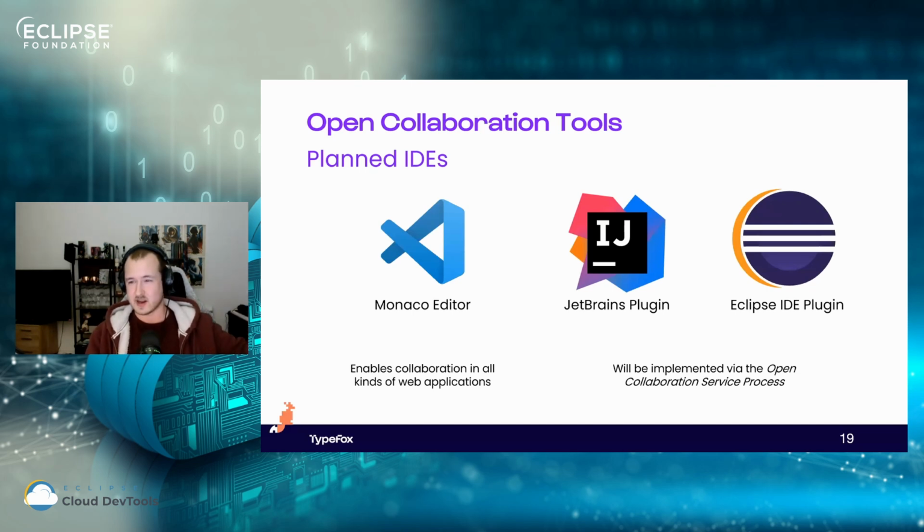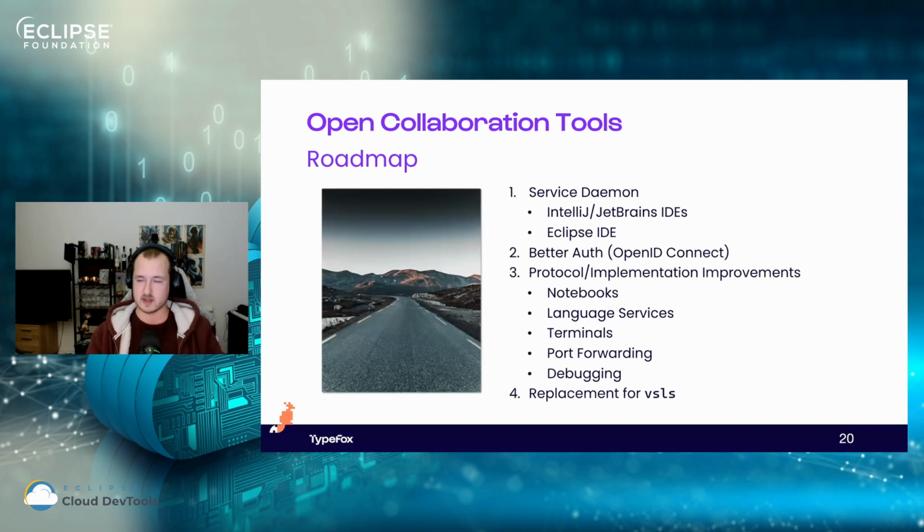And then there's an even further out roadmap. For one, obviously, that's a service daemon. Then we are looking into more authentication methods, for example, building a generic OpenID Connect provider into the server itself. Then I've talked about a bunch of features that should be supported, or you might want to support in collaboration, but aren't quite yet.